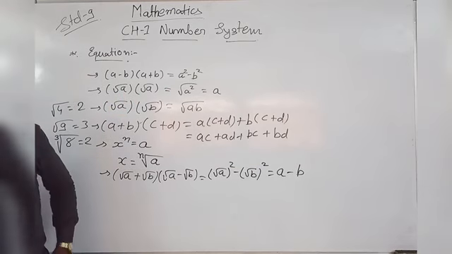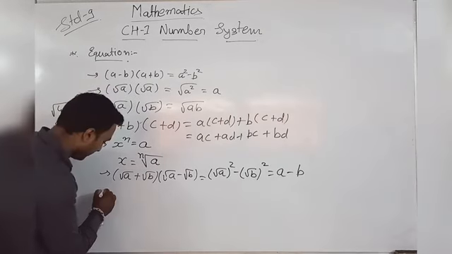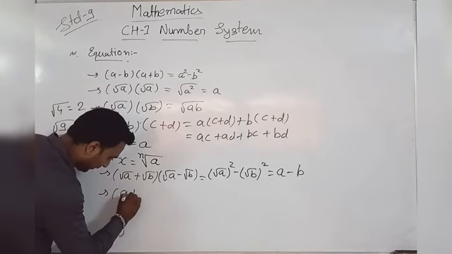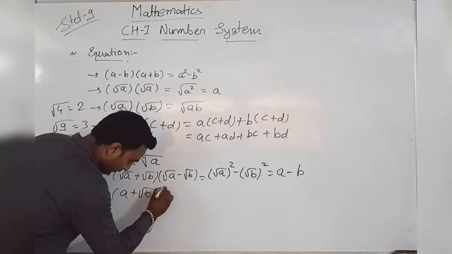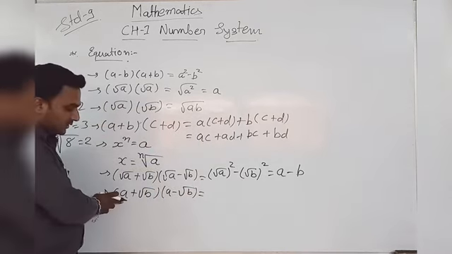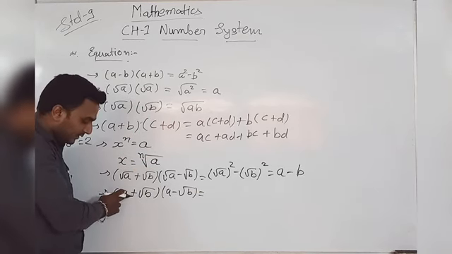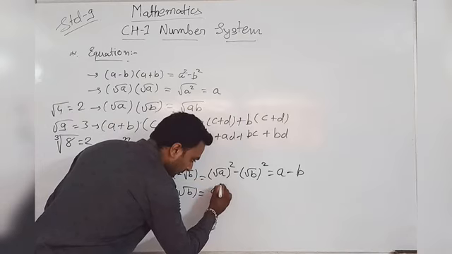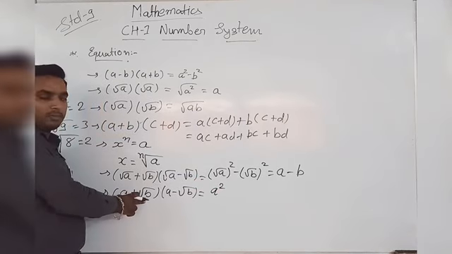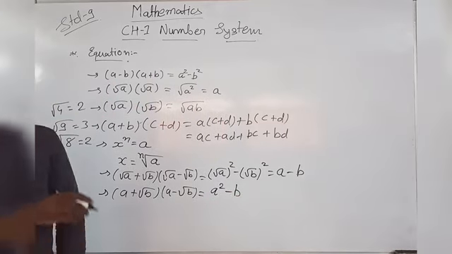Then next, (a plus root b)(a minus root b). Again here the same way, (a plus b)(a minus b) is a square minus b square. Then here it is a given, so it is a square minus root b square, which is b, so the answer will be a square minus b.